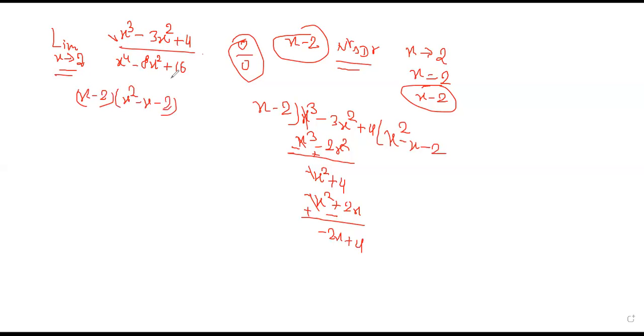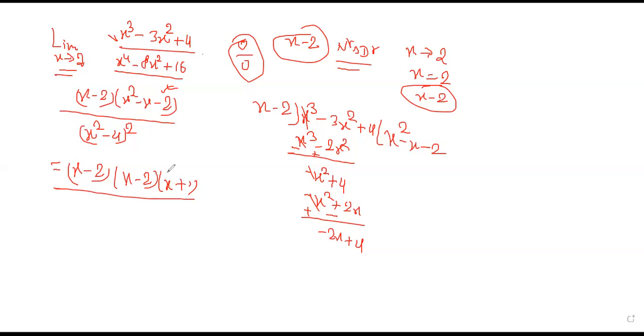Now, you see that this part is the perfect square of x square minus 4 whole square. Okay, so again x minus 2 into, when you factorize by the middle term this part, it will be x minus 2 into x plus 1. Now when you take this part, it will be equal to x minus 2 whole square into x plus 2 whole square.